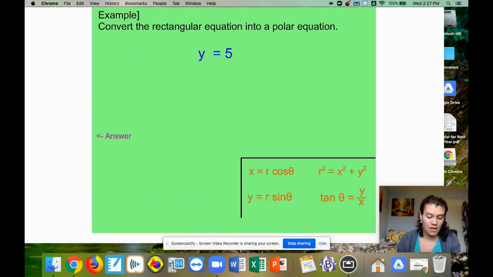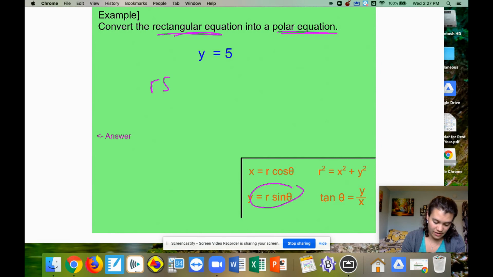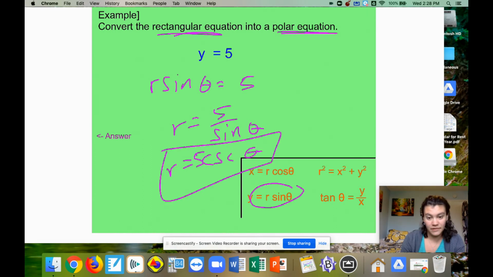Okay, so this one, now we're going to be going into polar coordinates. So from rectangular to polar, here you're going to switch, so you have no x's and y's, only r's and thetas, and then you need to solve for r. So for rectangular, you don't have to switch and solve. For this one, once you switch, you need to solve for r. So y can be written as r sine theta equals 5. Get r by itself, you get 5 over sine theta, and then r will equal 5 cosecant of theta. And that's your answer.